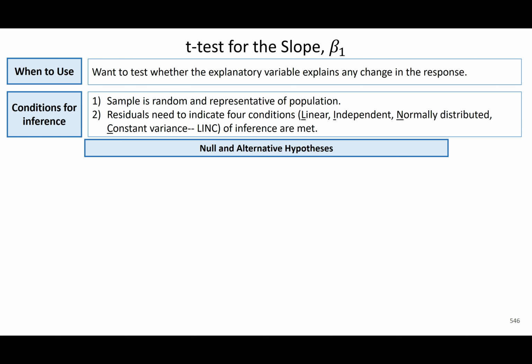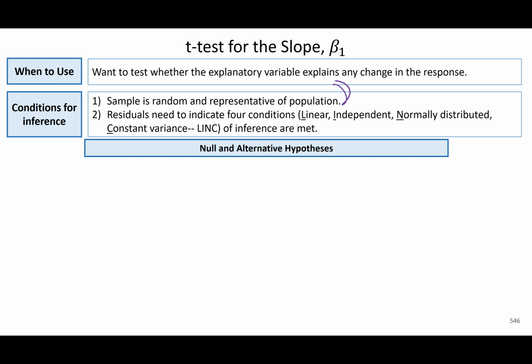So when we want to use this, we want to test whether the explanatory variable helps to explain any change. It does not mean that we are saying it causes it. Just does knowing some information about what they had in high school, does that help inform us what they got in college? That kind of idea.